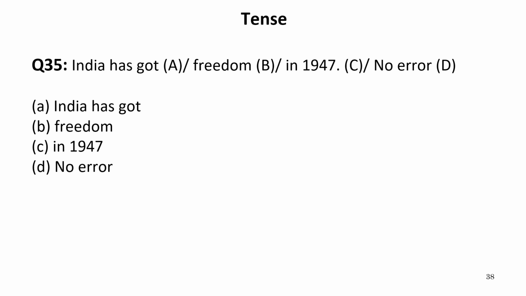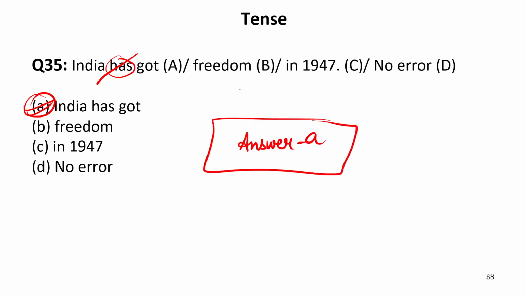India has got freedom in 1947. Now, whenever we know the time of the past or some historical event is given, it should be formed in past indefinite tense only. That is simple past tense. That is subject plus verb second form. Now, this has will be removed from part A. So, our error is in part A and our answer is A. The correct sentence is India got freedom in 1947. Now, let us move to the next one.